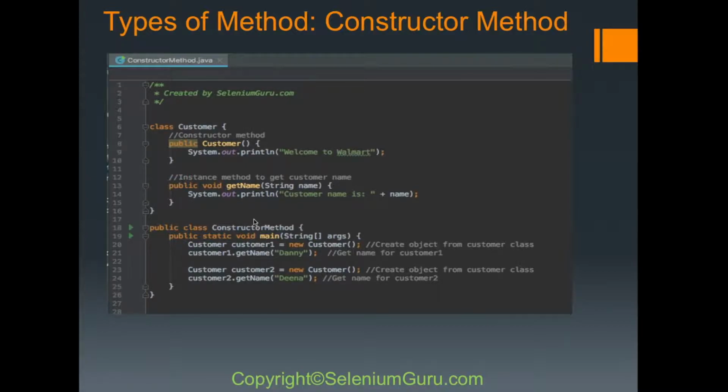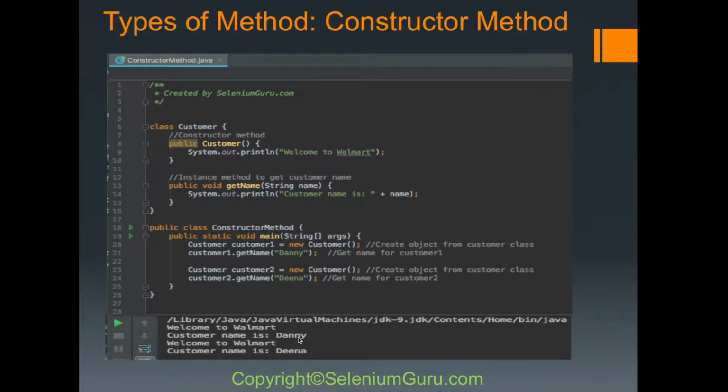Since I create an object, I can call this method here, and I said Danny. When I print this new customer and I said get Danny, it's going to say customer name is Danny, just like in here. As you can see, as soon as I created this object customer1 equals new customer, I'm not calling this method here. But as you can see, it says welcome to Walmart.